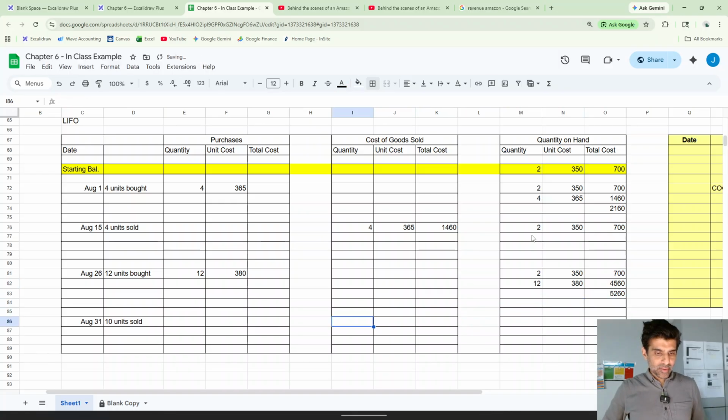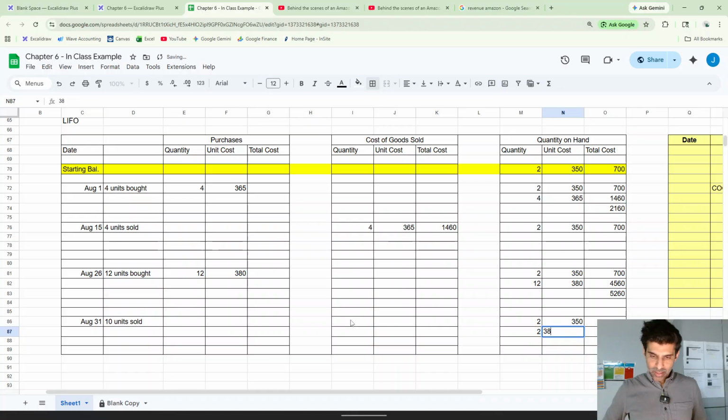And then finally, this 10 units sold. We're gonna again start at this layer. So we're gonna sell 10 units out of here, so that again, this 350 layer is still lingering. This is what I'm saying. This thing can just hang out for a long time. So we have 2 at 350, and then 2 at 380.